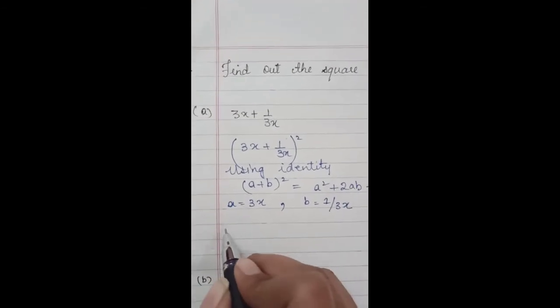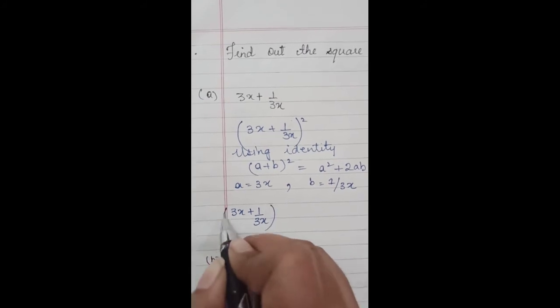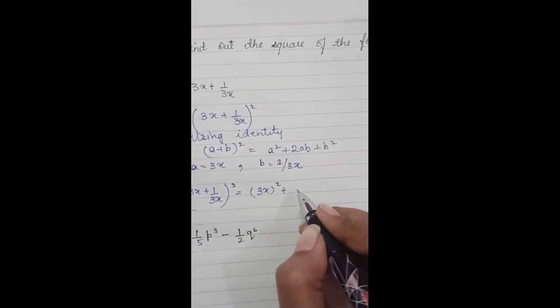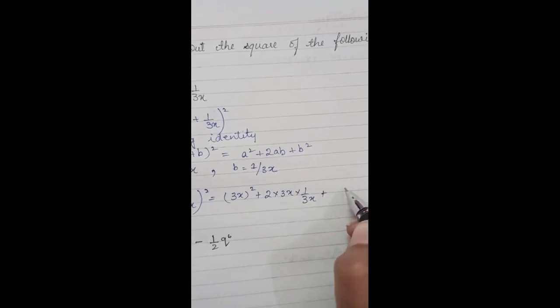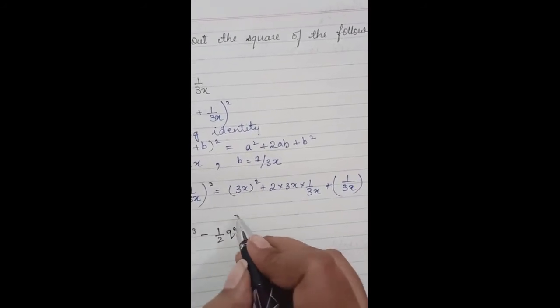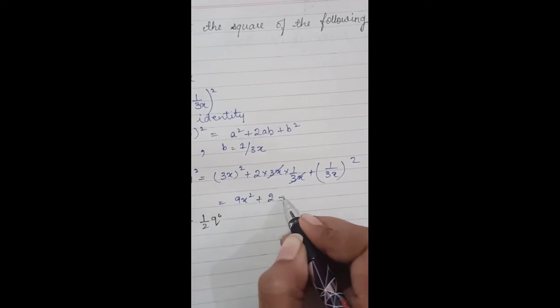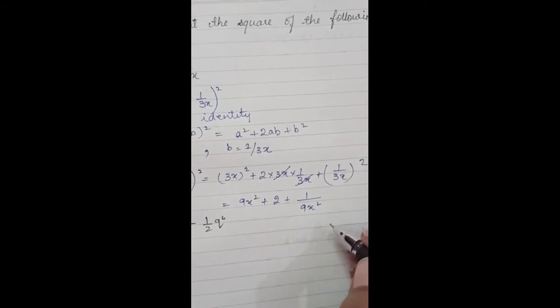Here we get 3x plus 1 upon 3x whole square is equal to a square plus 2ab plus b square. So 3x whole square means 9x square. 3x cancel out. Here you get 2 and here you get 1 upon 9x square. So this is your answer.